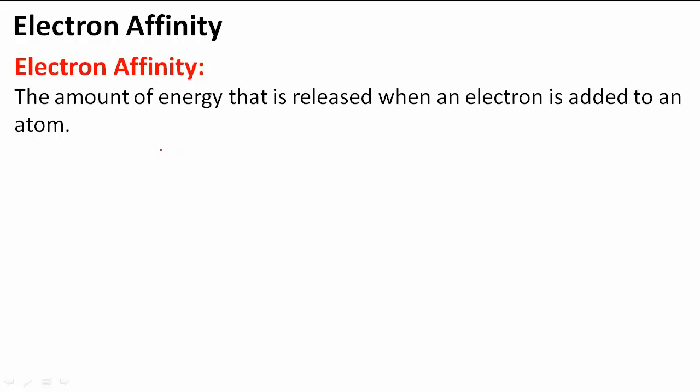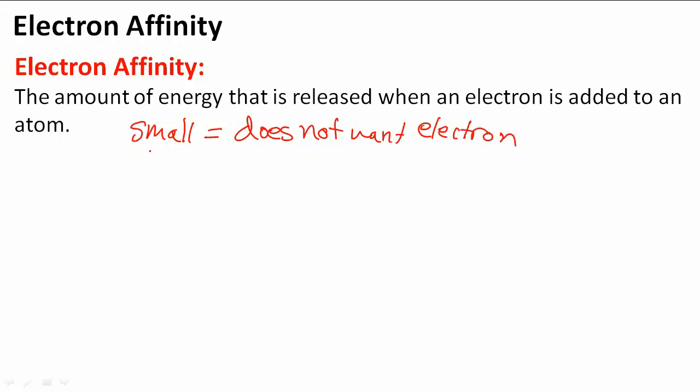What electron affinity tells us really is how an atom feels about gaining another electron. If it has a small electron affinity, it does not want another electron, because affinity means a liking to or want for something, and it doesn't really want that. A large electron affinity means it does want an electron, and so it's looking for more electrons.